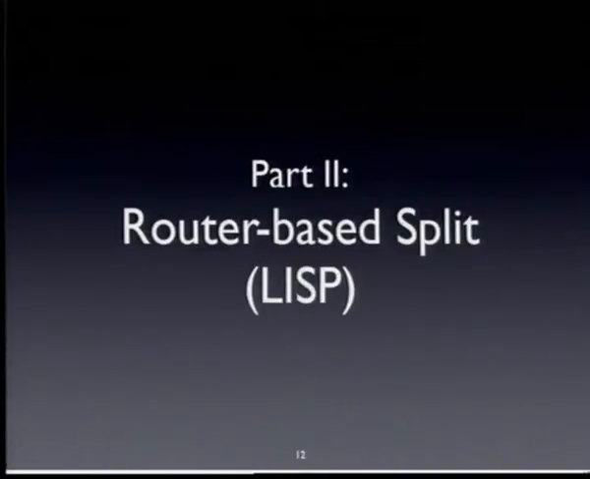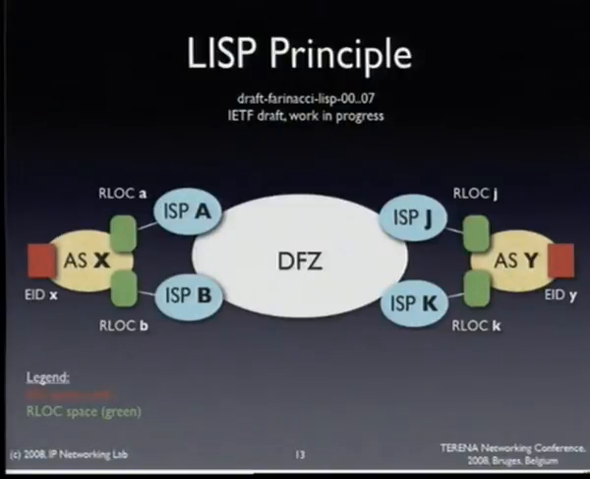So now, what are the two solutions that are discussed at the IETF now? First, LISP. LISP is a protocol proposed by Cisco, and the idea is as follows. Suppose that we have two dual-homed ASs, ASX and ASY. They both have two providers: ISP A and B for ASX, and ISP J and K for ASY. Inside ASX, addresses of the network interfaces are taken in the identifier space, and it's the same inside ASY. And these spaces are not advertised by BGP in the default free zone.